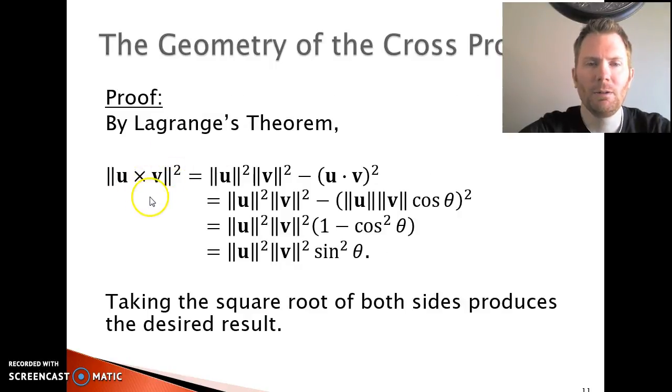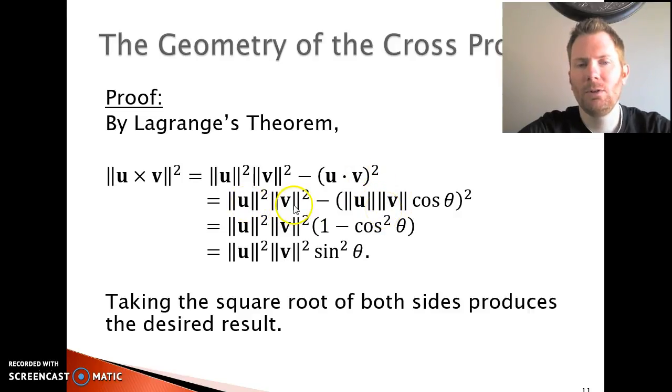So by Lagrange's theorem, we had this first statement, so this was several slides ago. The magnitude of the cross product squared is equal to the magnitude of each of the individual vectors squared minus the dot product squared. Well, if you just play around with the right hand side here, do a little bit of algebra, the result of this new theorem just falls right out. Remember that the dot product of u and v was also equal to the magnitude of u times the magnitude of v times cosine theta. So I'm just making that substitution here.